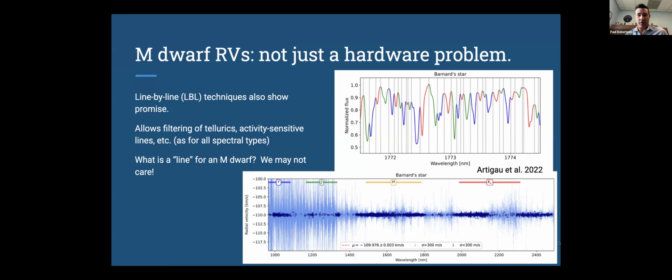One interesting result here is that unlike with the CCF technique, it doesn't matter so much that we don't have individual absorption lines. This is an example from SPIRou showing that a line here is defined as any span between two maxima in the spectra. And that works really well. So maybe we don't have to worry too much about what is a line for an M dwarf.